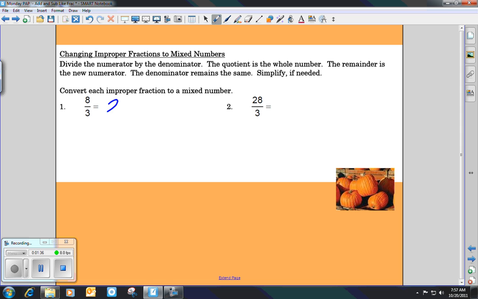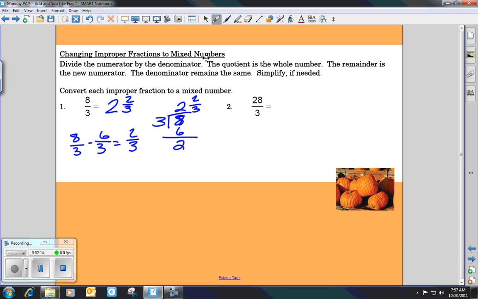So that gives me a whole number of 2. And if I'm taking 6 of them out, that would be 8/3 minus 6/3. That would leave me with 2/3 left. So I have 2 and 2/3 left here. The other thing that I could do is actually divide it out. 8 divided by 3, and that would come out 2 times 6 for a remainder of 2. So my 2 becomes my new numerator. I keep the same denominator, 2 and 2/3.